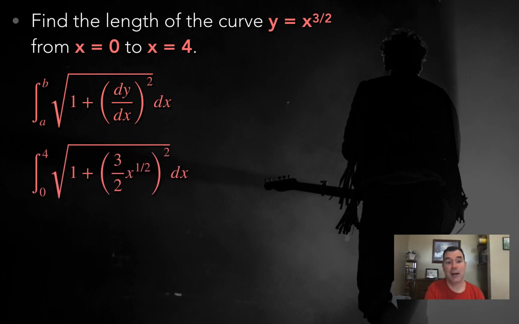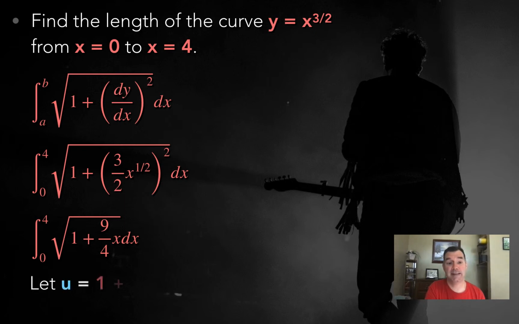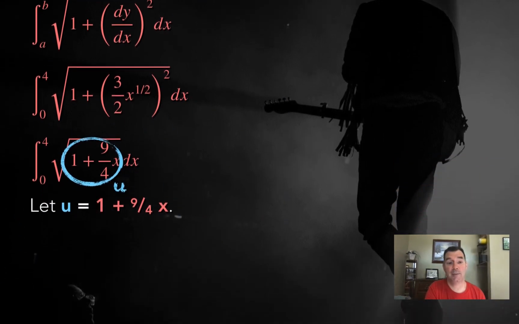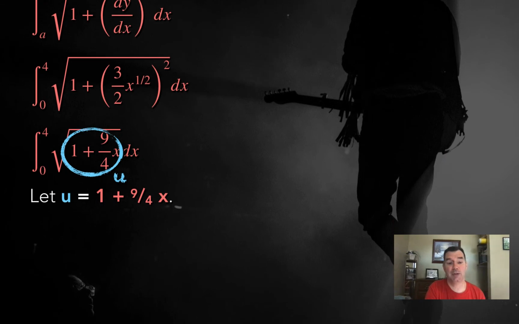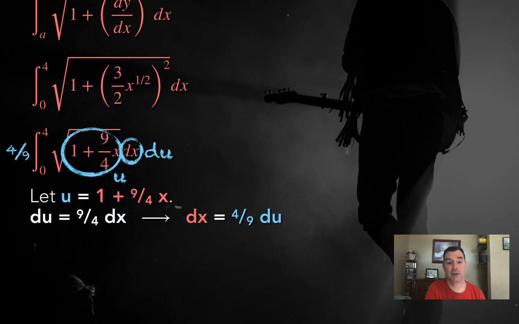And so dy/dx, if y is equal to x to the 3/2, then dy/dx is 3/2 times x to the 1/2. And I plug that in to the formula. I square it, and I get 9/4 x. Everything else stays the same. So I am going to do a u-substitution so that dx equals 4/9 du.